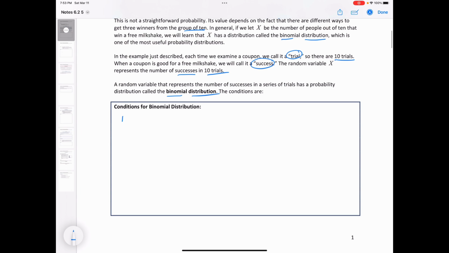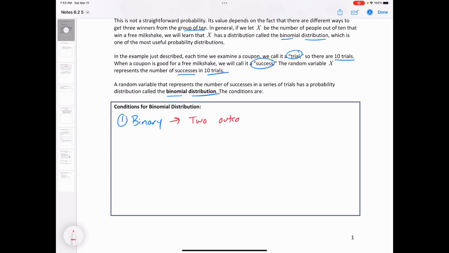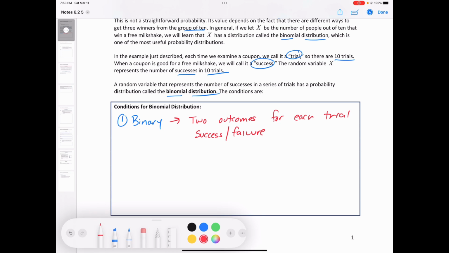There are 4 conditions. The first condition is that it is binary. And this is what binary means. Anytime you see binary, it means 2. You have 2 outcomes for each trial, either a success or a failure. In this problem, success is I win the milkshake. Failure is better luck next time.